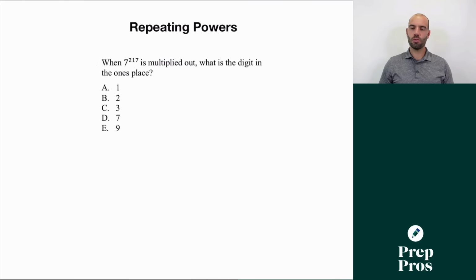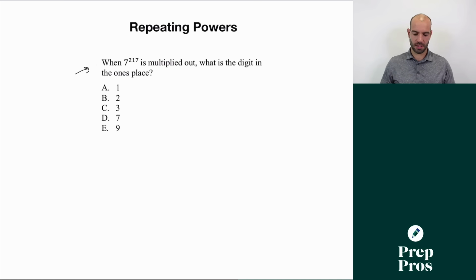If the ACT really wants to stump you, they can put a repeating powers question on the test like the one we see here. It asks, what is the digit in the ones place when 7 to the 217th is multiplied out? A lot of students go, let me try my calculator. It gives you an error message or a number that's too big to tell, and we go, I have no idea how to solve this.